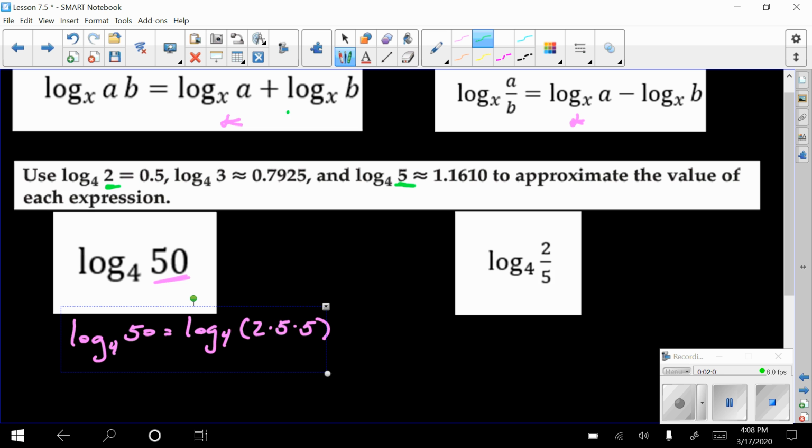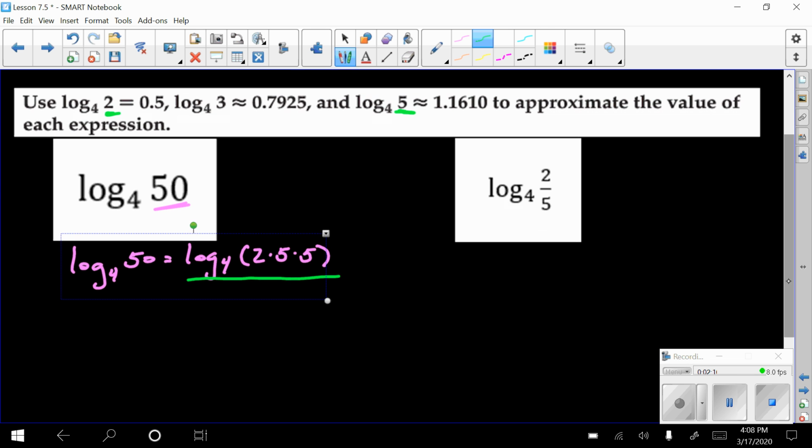And this is where your property comes into play. Notice what it says: multiplication can be split into multiple logs using addition. So I'm going to take log base 4 of 2 times 5 times 5, and split it up. That's going to look like log base 4 of 2 plus log base 4 of 5 plus log base 4 of 5 again. Now I've got them split up.